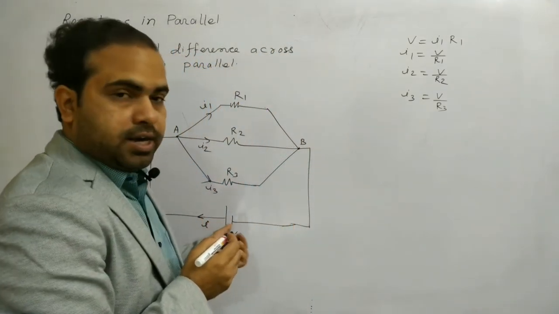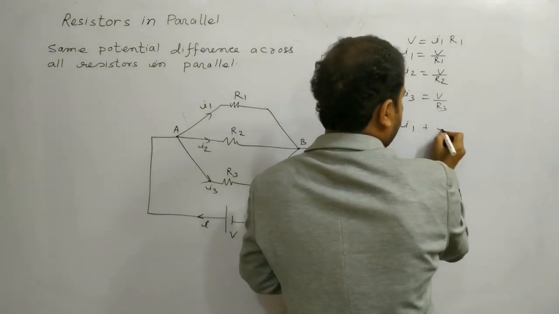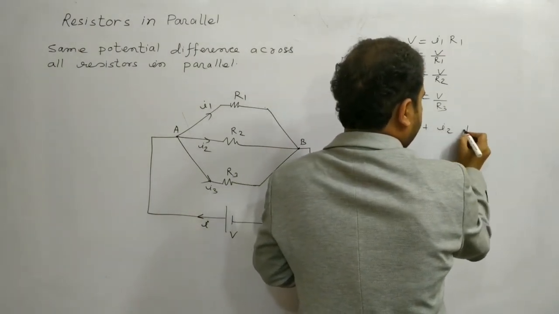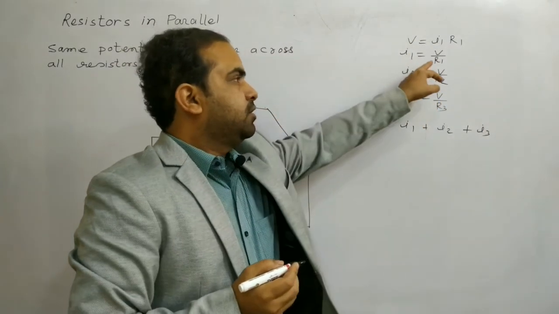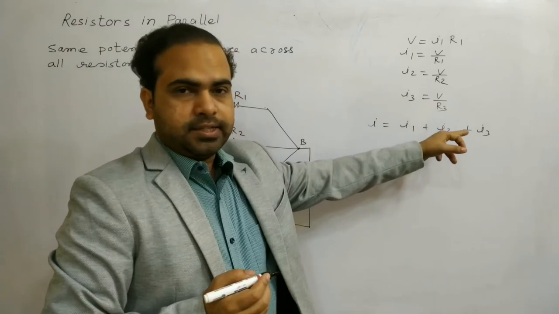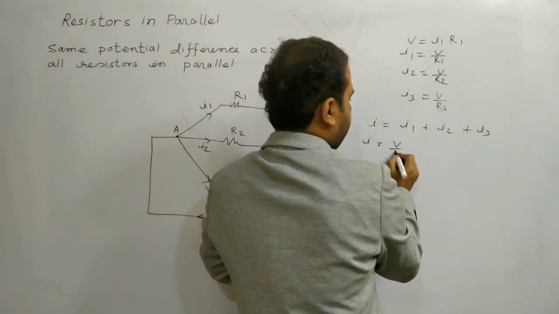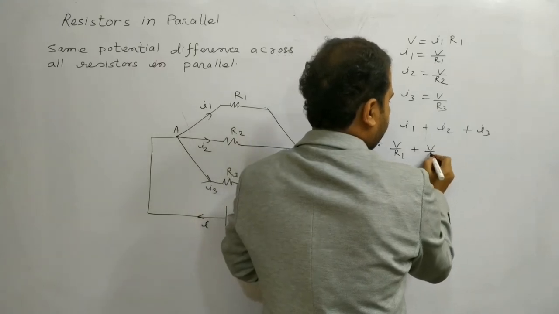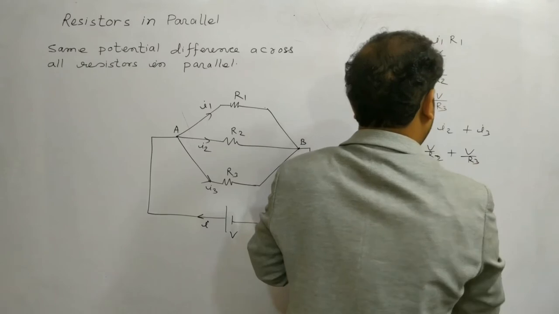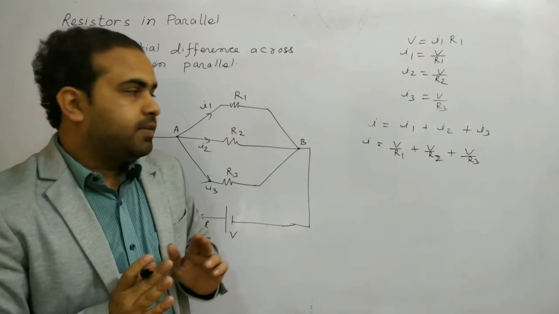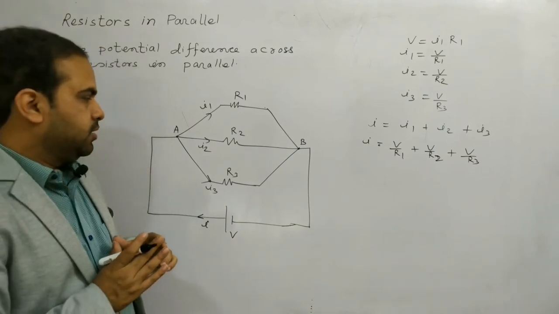Now total current I equals I1 plus I2 plus I3. Putting values of I1, I2 and I3 in this equation, we get I equals V upon R1 plus V upon R2 plus V upon R3. Now let us find out the equivalent resistance of these three resistors.